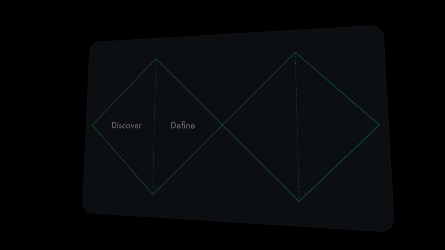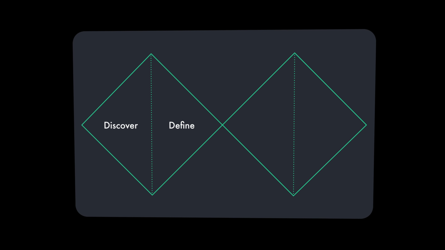Let's continue. The second diamond represents the define phase. This is where you analyze the research findings, synthesize insights and set the clear design direction. Here is what to do. Review all the research data, insights and observations. Look for repeating stuff, patterns and opportunities.